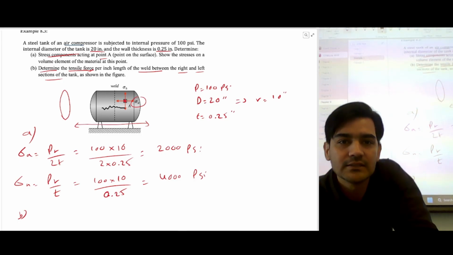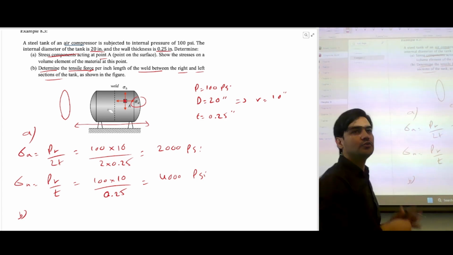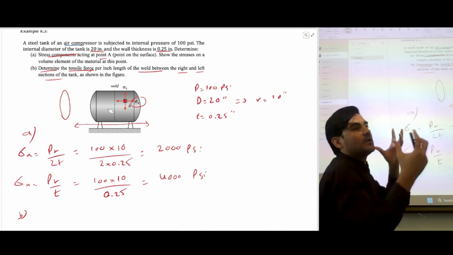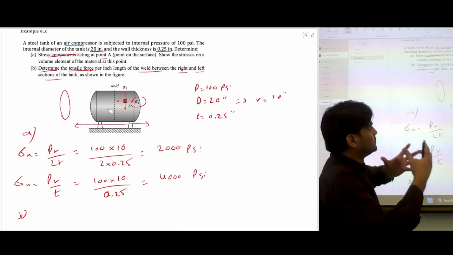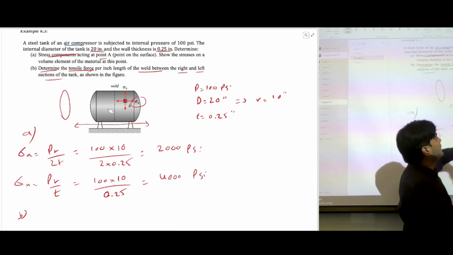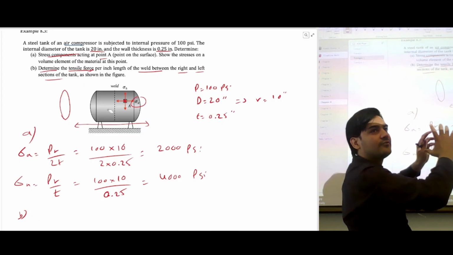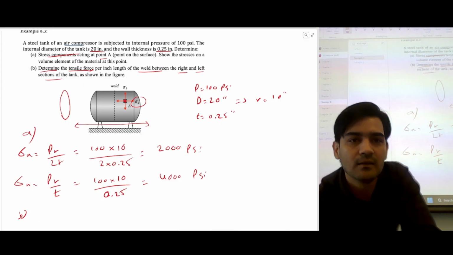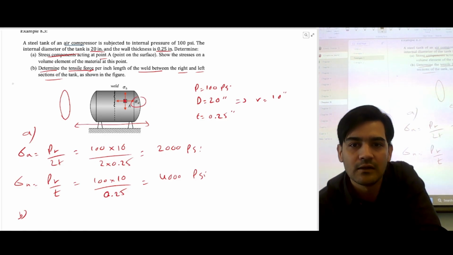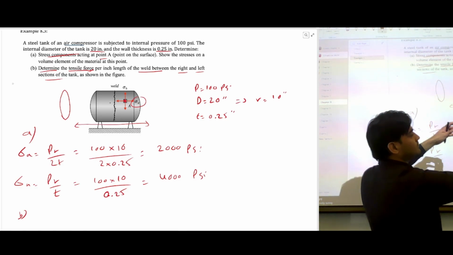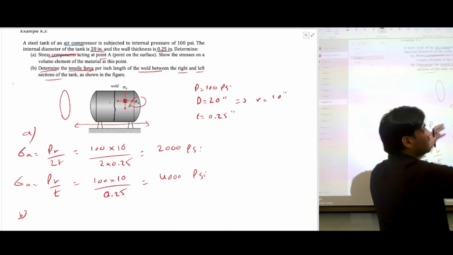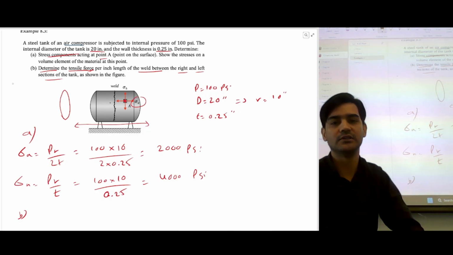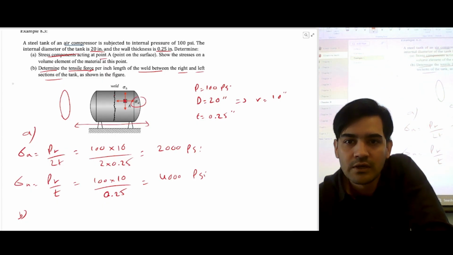But in our case, you have a weld also. So usually the weld is the weakest link. Sometimes it can be stronger, but usually it can be weaker as well. So we have to figure out along the weld as well. If the weld is the weakest link, you're going to see failure like this. It's going to break apart if the weld is weak. Otherwise, it's going to fail in the hoop direction. So along the weld, you basically have axial stresses.